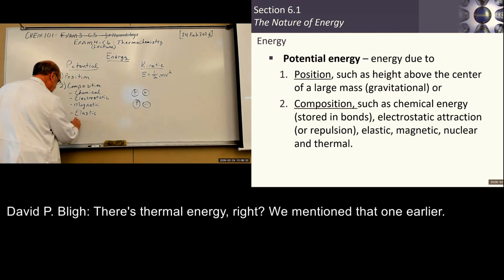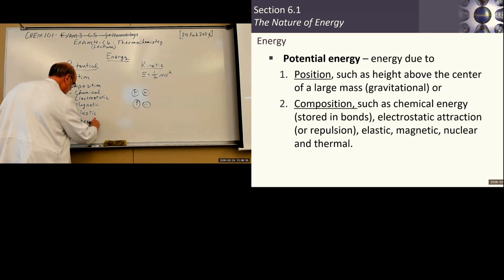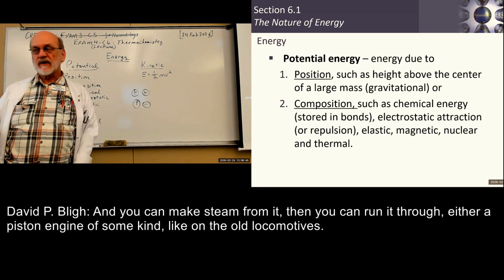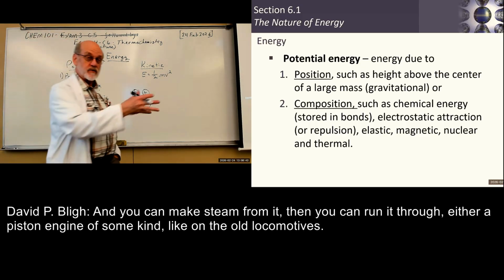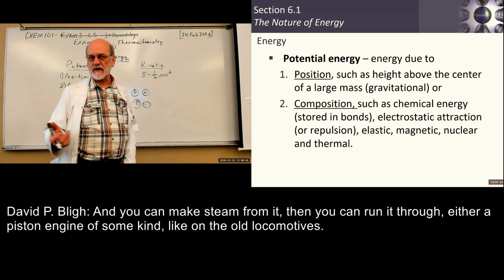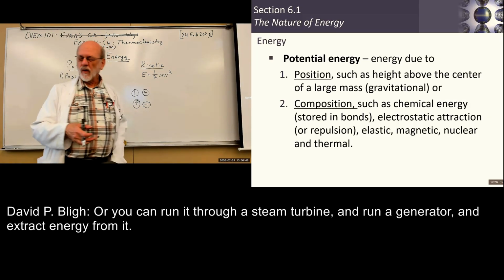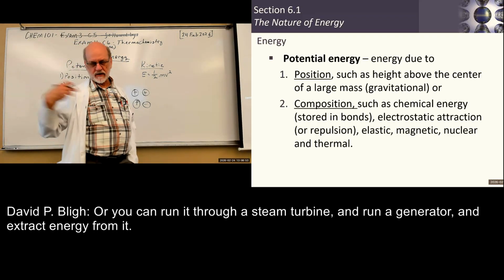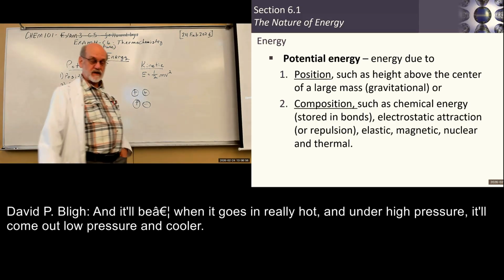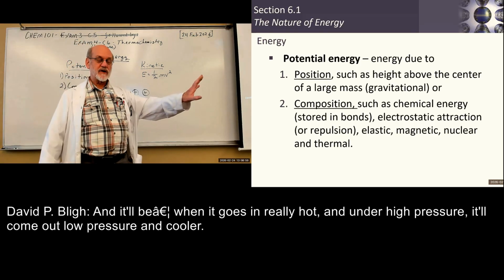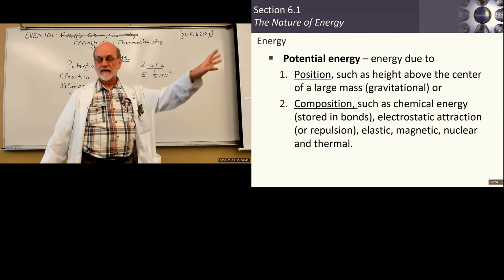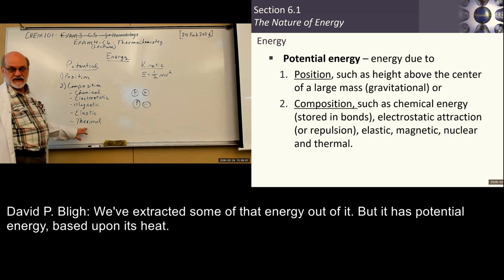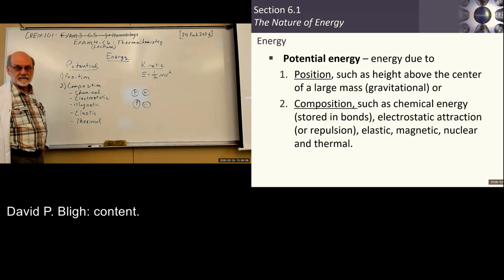There's thermal energy. We mentioned that one earlier. If something is really hot and you can make steam from it, then you can run it through either a piston engine of some kind, like on the old locomotives, or you can run it through a steam turbine and run a generator and extract energy from it. When it goes in really hot and under high pressure, it'll come out low pressure and cooler. We've extracted some of that energy out of it, but it has potential energy based upon its heat content.